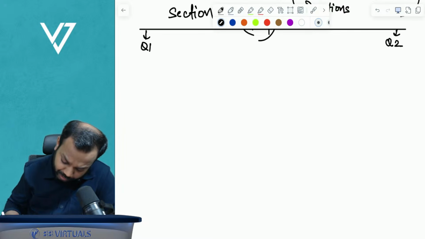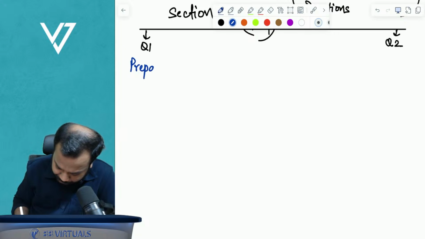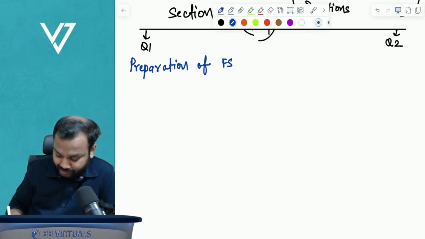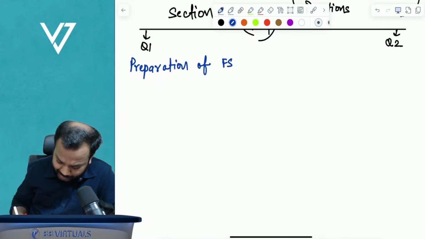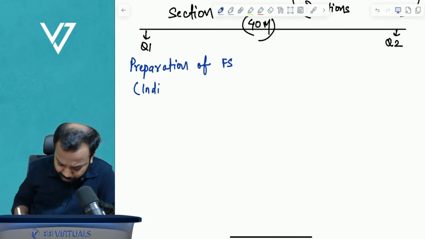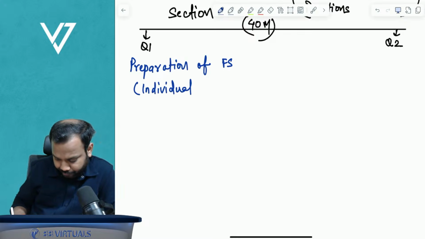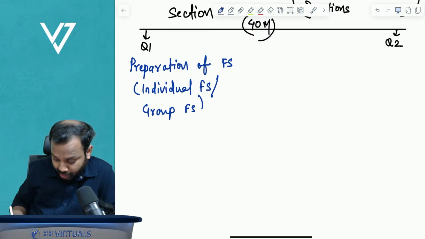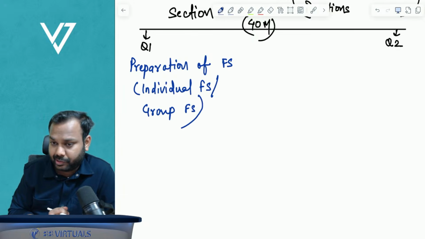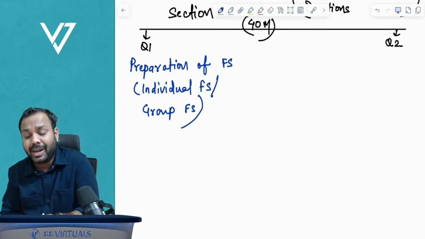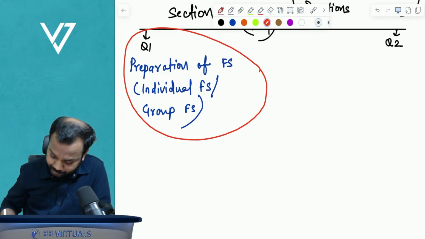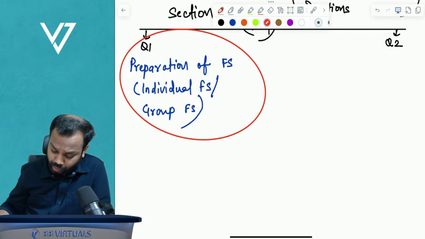Now, one question will be from preparation of financial statements. It can be individual financial statements, it can be group financial statements. It can be anything, but they will ask you to prepare financial statements. They might ask you SOFP, they might ask you P&L, but they will ask you preparation of financial statements in this question. Now in the next question, question number 2, they will ask analysis of financial statements.